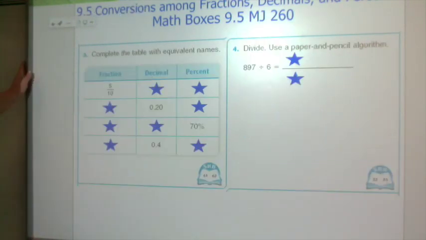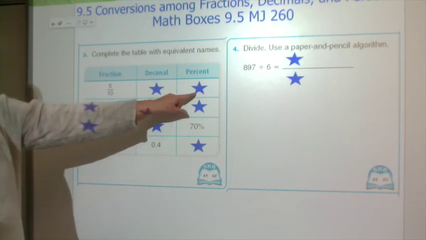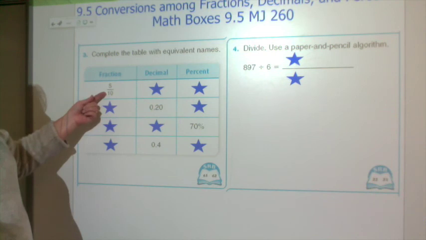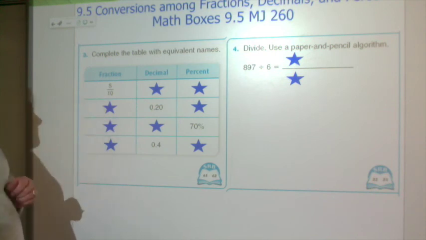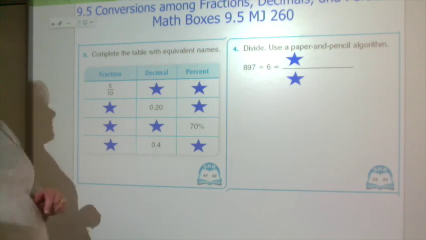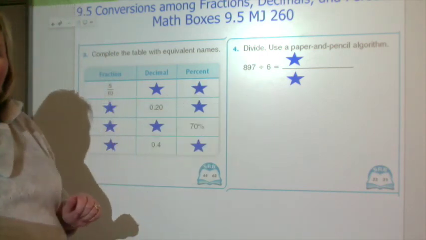Number 3. Complete the table with equivalent names. We've been practicing this for a while, so I would like you to try and do that one yourself. So we have 5/10. We want the decimal here and the percent. Remember, if you can get this to say 100 on the bottom, you are in business. Or think of the longs. This would be longs, 5/10. 897 divided by 6, long division style. Awesome.